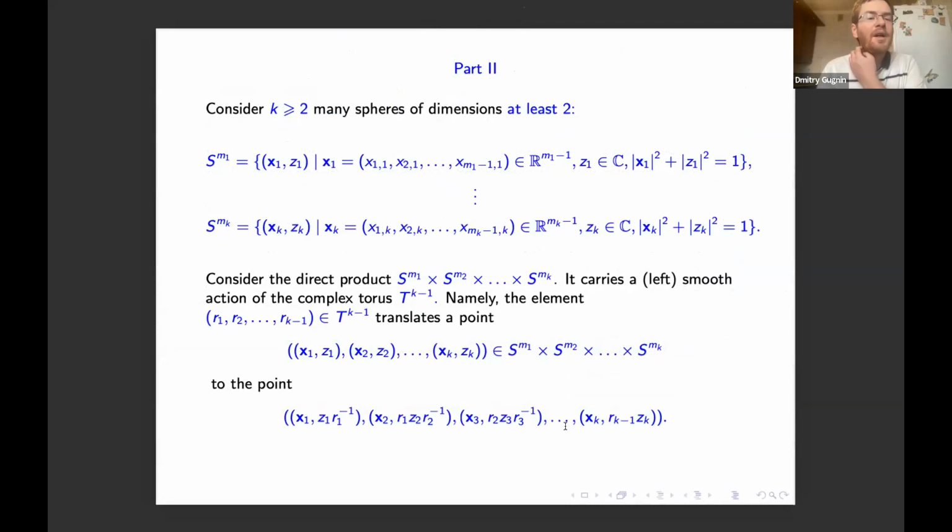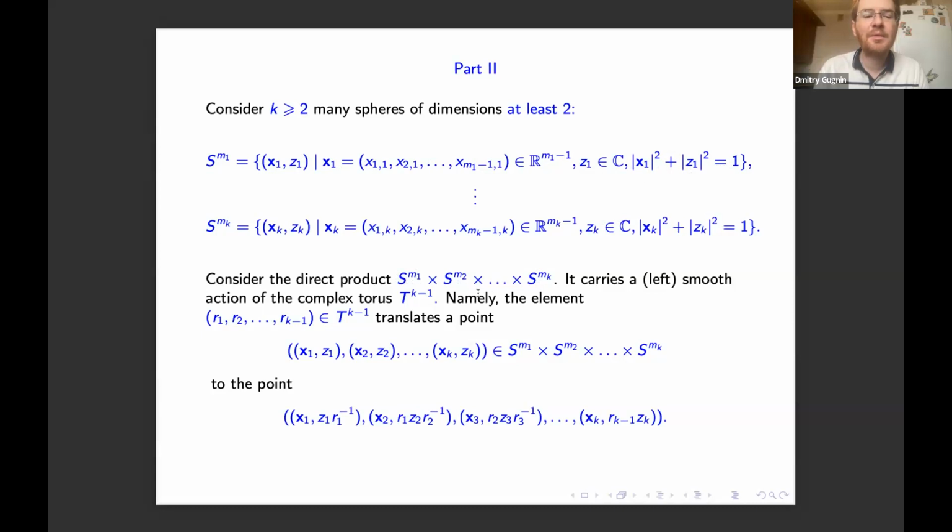Part 2. Some generalization to the complex torus. So consider k spheres of dimension at least 2. I will write them in this form: you have a real vector and one complex number and the standard relation. And you have k of them. And again, consider the direct product of these spheres.